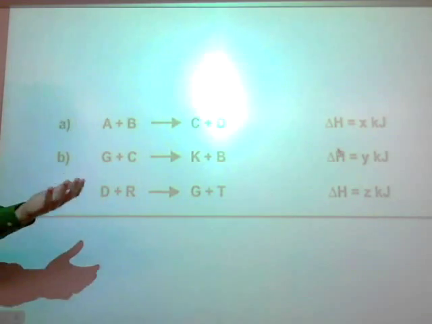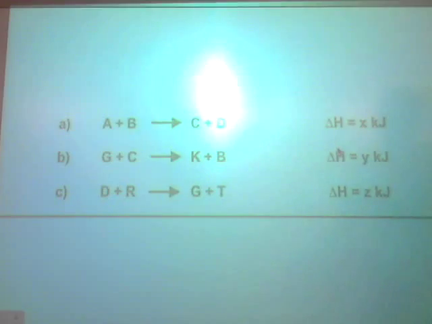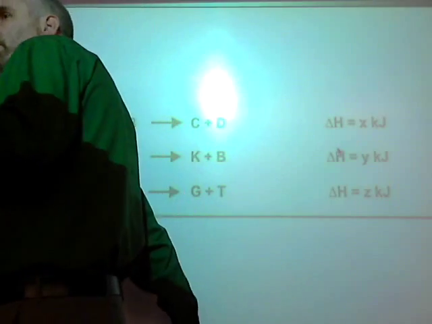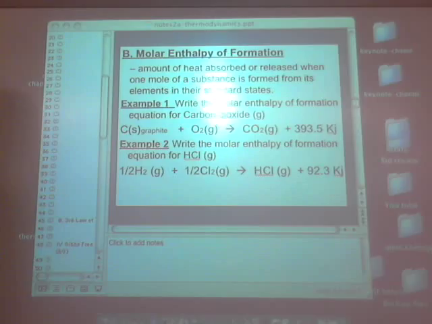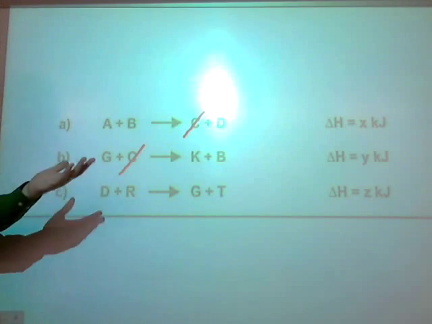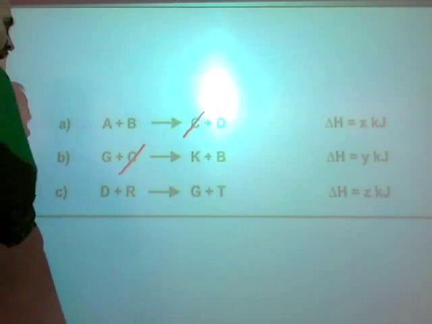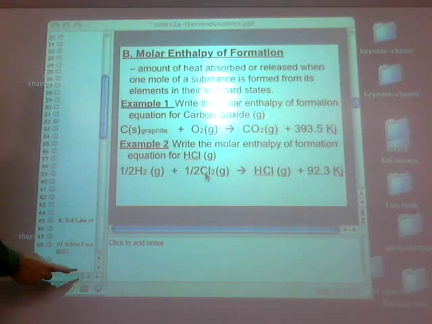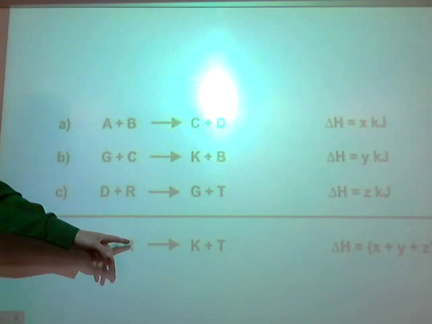What can I do? You can think of this almost from your algebra classes. Remember your algebra where you had variables on both sides of an equation? You're able to say, okay, I've got a C here and a C there, so it cancels out, right? I've got a G here and a G there, so it cancels out. Anybody else cancel? The D, the B. So what is my overall equation? A plus R yields K.